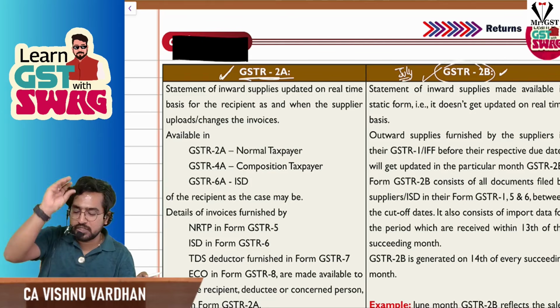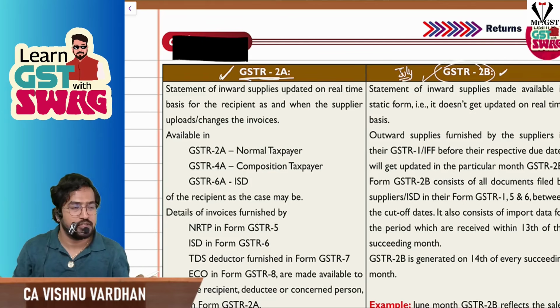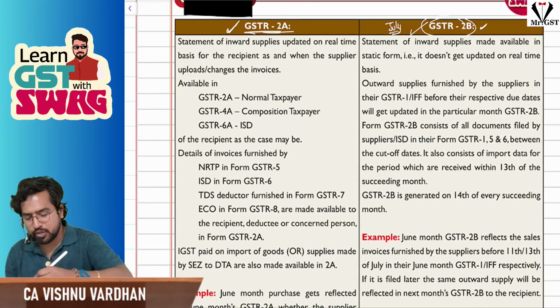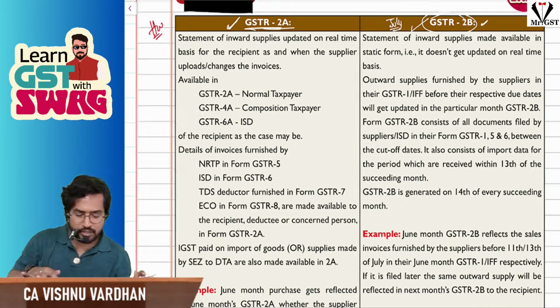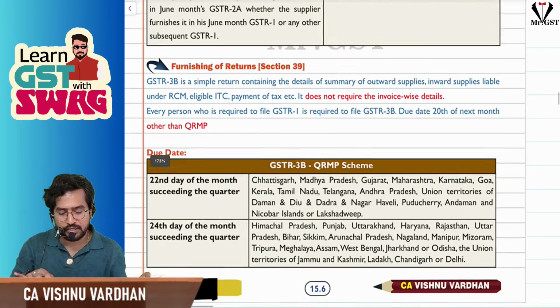That month's invoice will come in that month's 2A only, no matter when you have given this invoice detail. In which GSTR 1 you have filed, it doesn't matter. Am I clear? Yes, take it as homework. If you want to read later, whenever you want, you read it. Even at night, if you don't get sleep, you can take the time and read it.